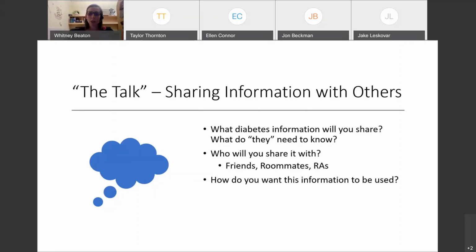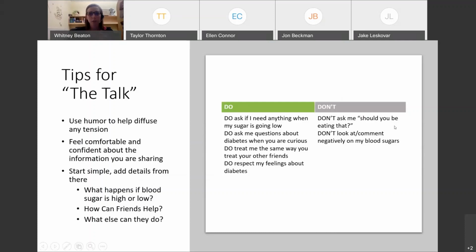So sharing this information with your friends, your roommates, RAs, that can be really helpful. And then how do you want this information to be used? You know, making sure that you're clear about that too. So some tips for when you're having the talk is, you know, for some people, humor is a great way to diffuse tension. So use your humor or whatever works for you.